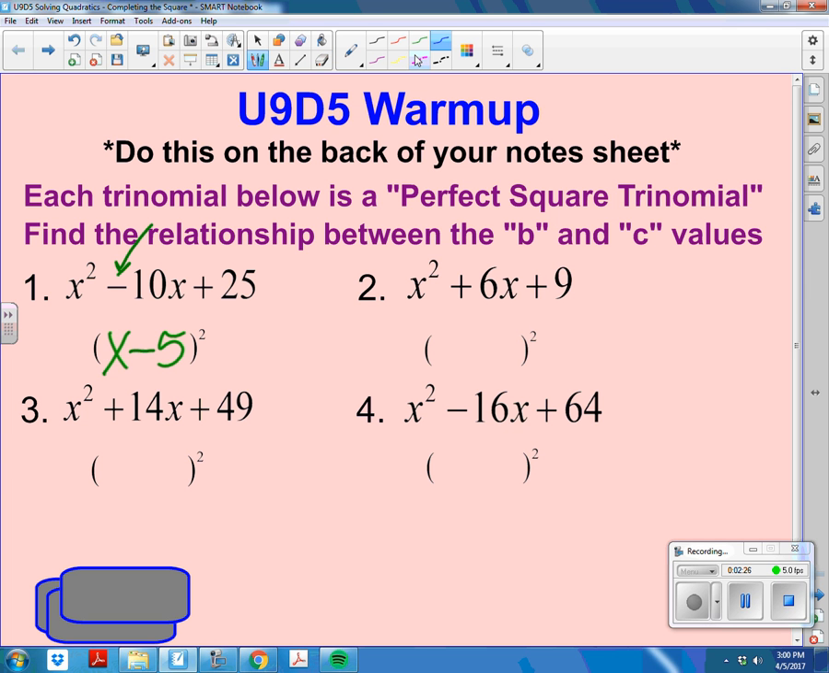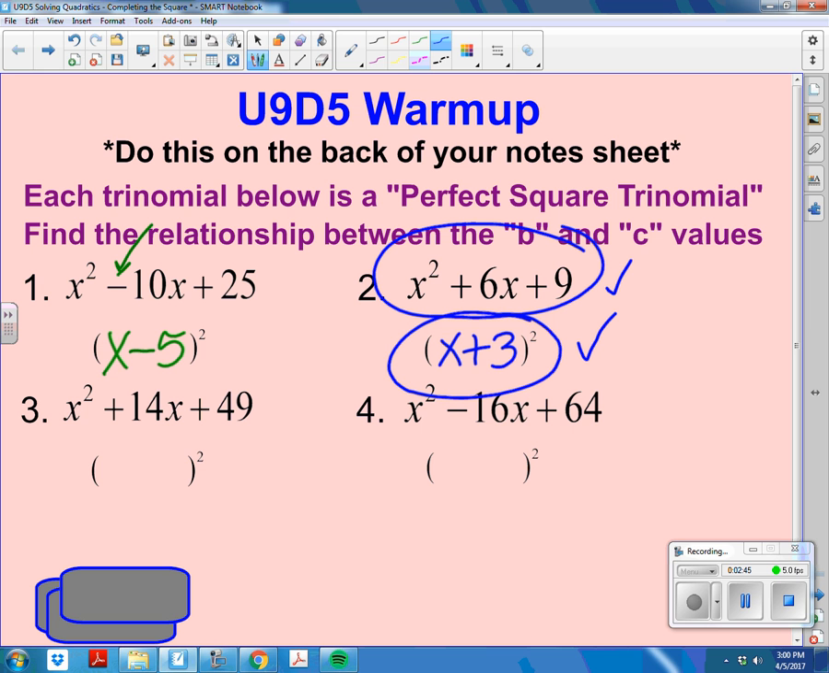On number 2, what do you think the binomial is? X plus 3. Very good. X plus 3 squared. This is the same as this, just rewritten a different way. One way is factored, one way is standard. This is our standard form. This is our factored form. Okay, Riley? X plus 7 to the second power. And the last one, Zoe? X minus 8.